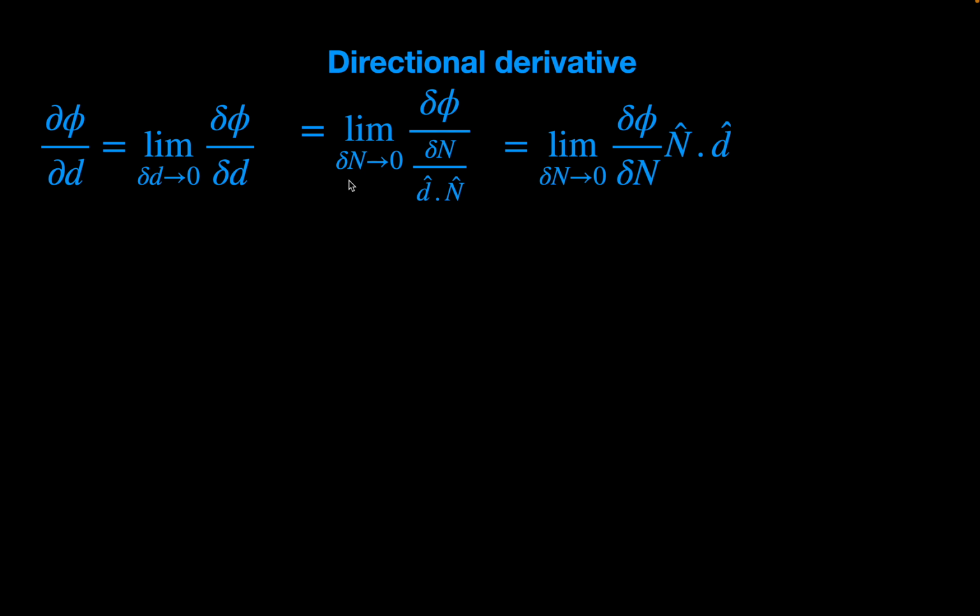This equals limit delta n tends to 0 of delta phi upon delta n multiplied by the dot product of n cap and d cap. Since delta phi upon delta n with limit delta n tends to 0 is del phi upon del n, and with the unit vector n cap, this will be equal to nabla phi. So this expression can be written as nabla phi dot d cap. So we derived that the directional derivative of phi is equal to nabla phi dot d cap.